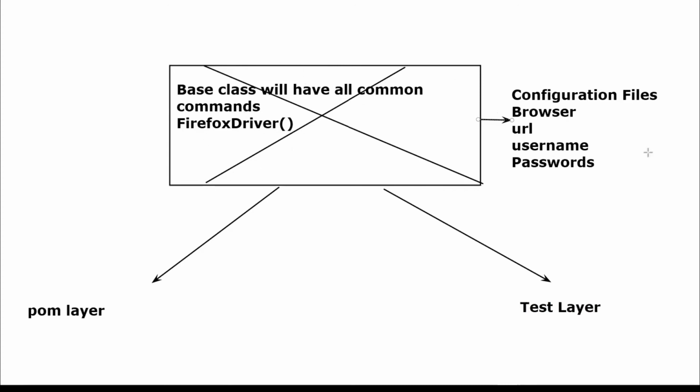Now, if I want to change, I will come to the configuration file, change it over here, which will have least impact on the code of my base class. So in simple words, things which are subjected to change, we should keep it separate from the base class. We will keep the common commands in base class, but the data which is subjected to change, we will keep it separate in the configuration files. Now let's see how to create configuration files.